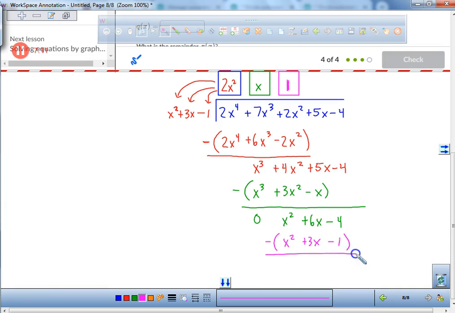Subtract. So does everybody notice every single time I put a minus and I put a parentheses? I put a minus, I put a parentheses. I put a minus and a parentheses. Why do I do that? To make sure that I subtract each of those numbers inside of the parentheses.